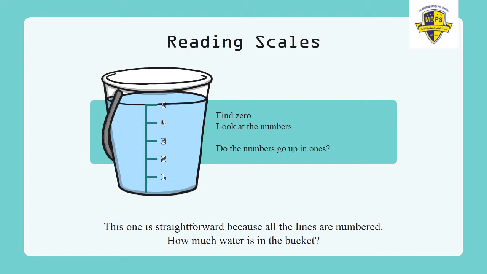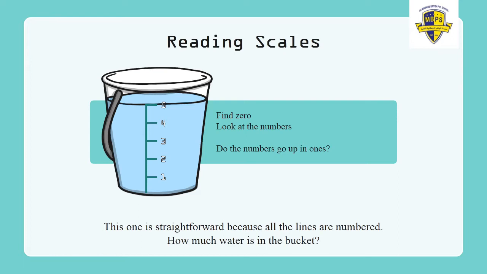Now, after we learn the different types of scales, let's start learning how we read scales. First thing, find 0. Here in this measuring bucket, where is the 0? Put your finger at 0. After that, look at the numbers. The numbers here, we can see it. Do the numbers go up in ones? Who can tell me this is counting in ones?